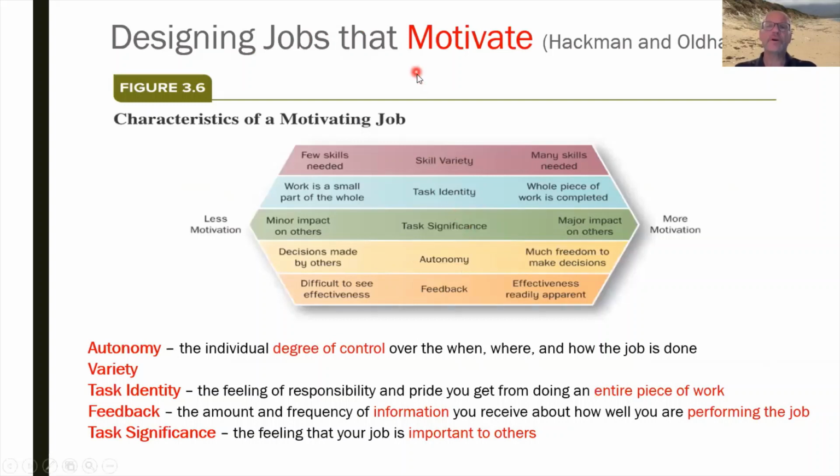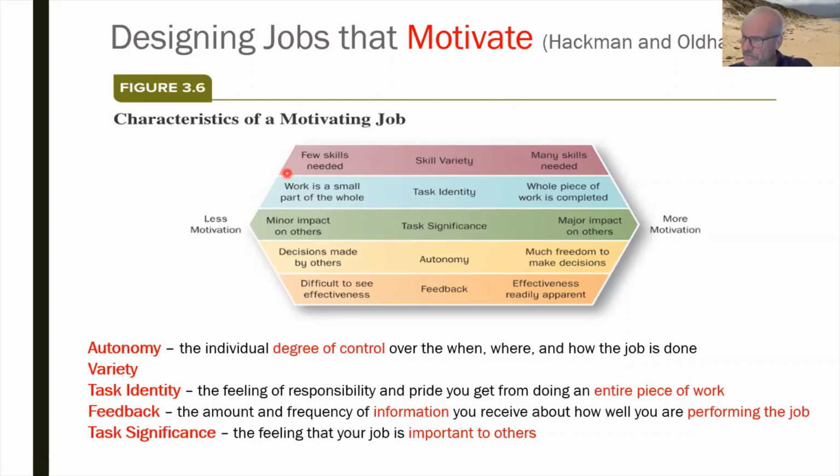Okay, so the second one is designing jobs that motivate. And this is based on the work of Hackman and Oldham. And I'm thinking that you may have covered this in your organizational behavior course last semester. If you did, great. This is a nice review. This also makes a great exam question, by the way. There's 5 different things that you use to create a more motivating job.